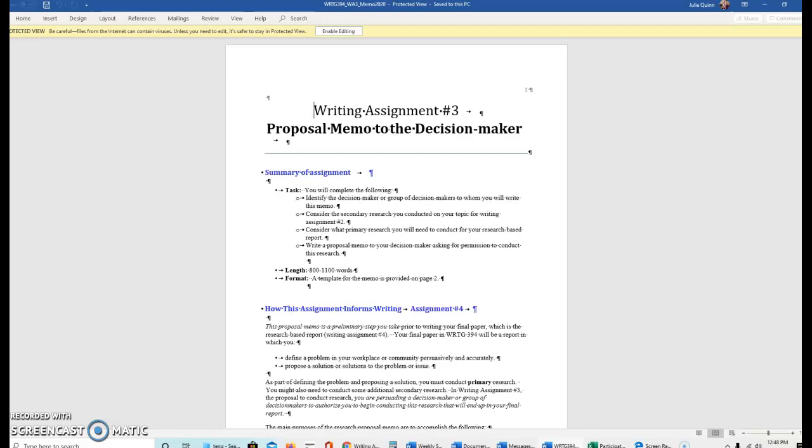Okay, so just as a reminder, proposal memo to the decision maker about the issue that you explored in your literature review, which was writing assignment number 2. Task, you will complete the following. Identify the decision maker, which I think many of you have already in prior discussions, so you've already done that.